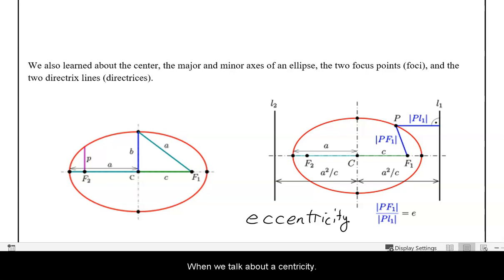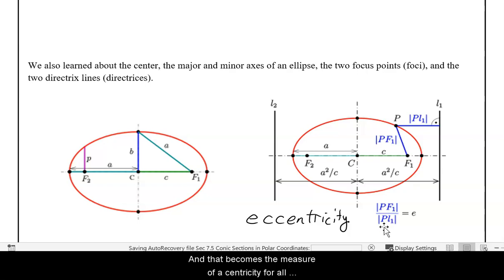When we talk about eccentricity, we take the ratio of two different distances, and that becomes the measure of eccentricity for all the conic sections. The distances that we take are the distance from any point on the conic section to the closest focal point, and from the same point to the closest directrix line.